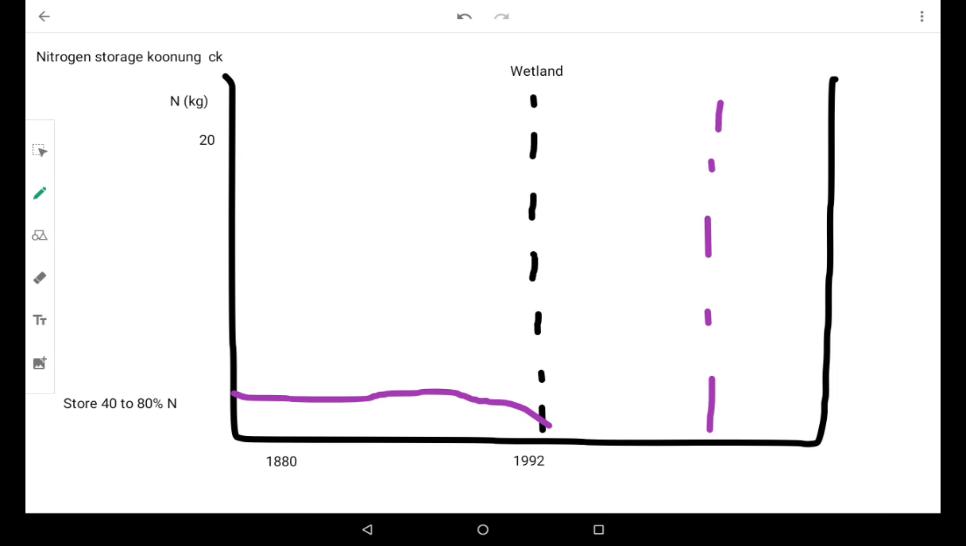So when we first build the wetland, it takes a while to start storing. Then we start storing some sediment. And then as the plants begin to store, we get an increasing rate. It starts to accelerate, and we'll get increasing storage up to here.